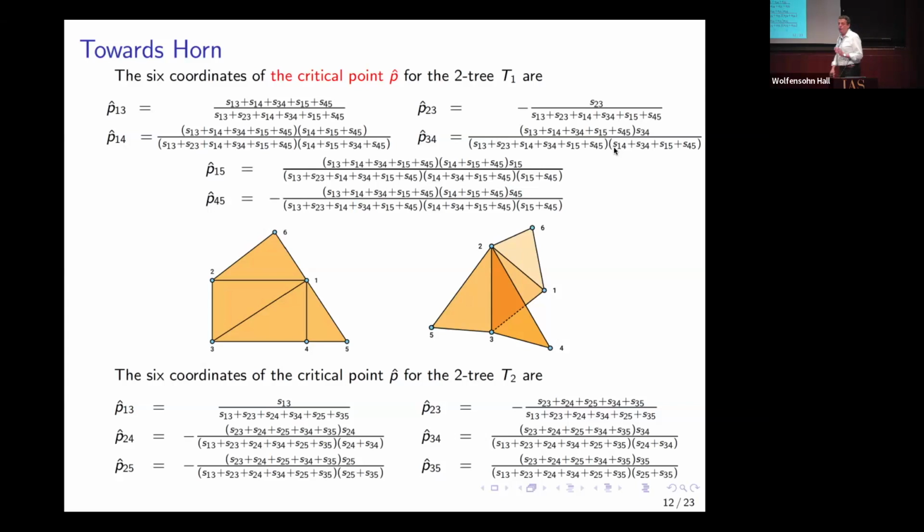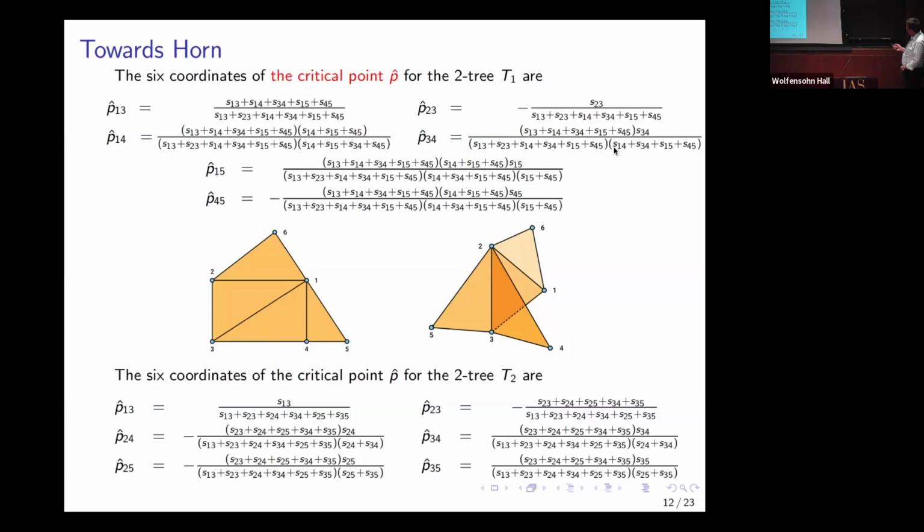Now what I want you to notice is that these rational functions are very, very special. First of all, the numerator and denominator factor into linear forms, so every numerator and every denominator is a product of linear forms. Second, all linear forms have positive coefficients. So these are linear forms with positive coefficients.